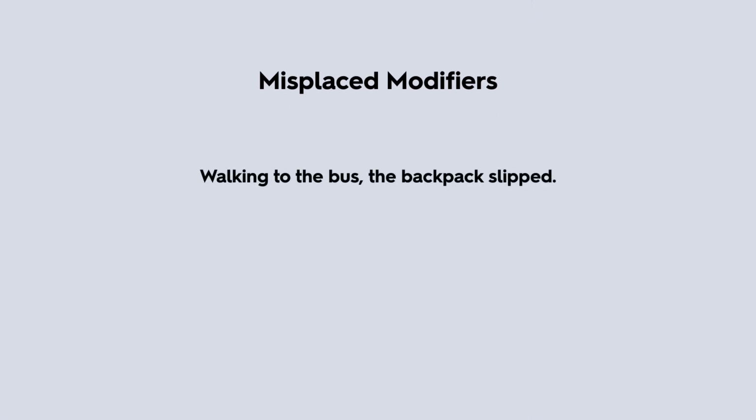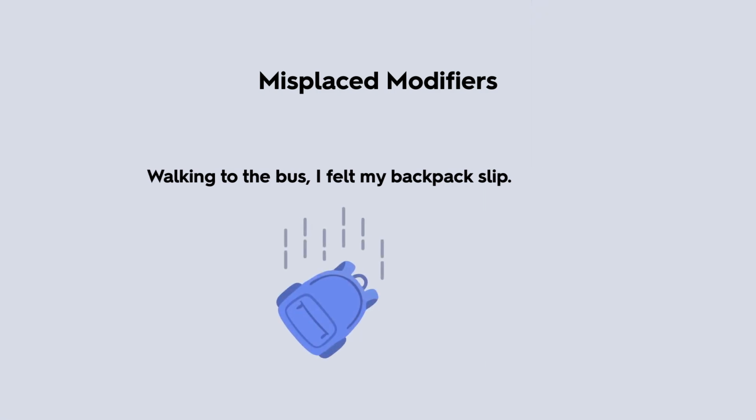Next, misplaced modifiers. A modifier describes something, so it must sit next to the word it describes. "Walking to the bus, the backpack slipped." Sounds like the backpack grew legs. Fix it by putting the modifier next to the right noun. "Walking to the bus, I felt my backpack slip."